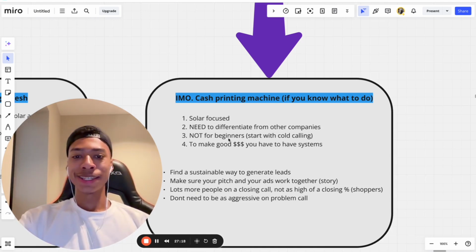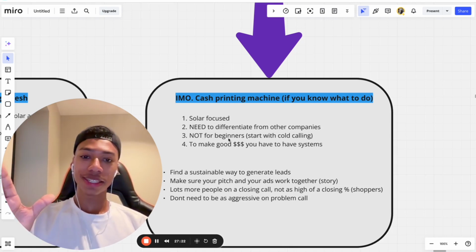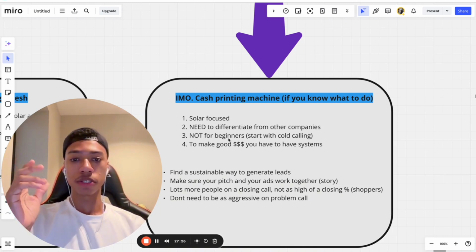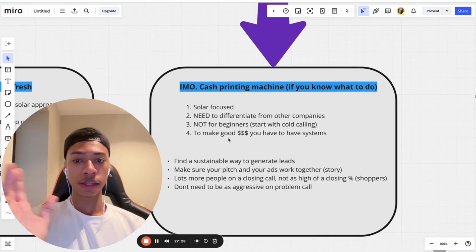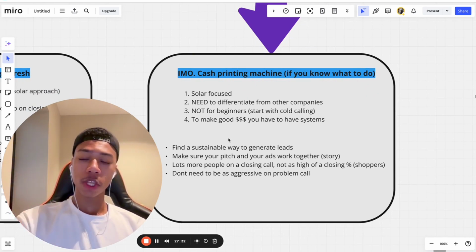The third bit is it's not for beginners. You can try hopping into inbounds, but trust me, it is not for beginners. That's just my personal opinion. I would start out with cold calling, like I've said like 20 times. The fourth bit is to make good money, you have to have good systems in place.